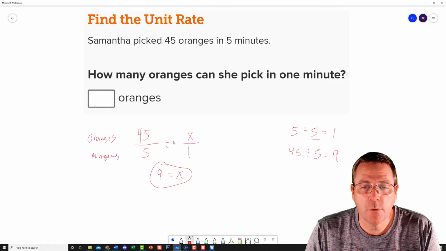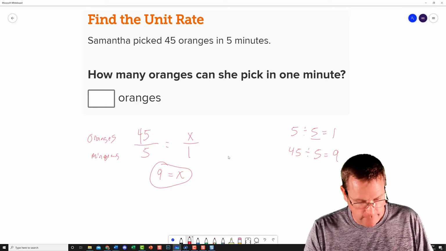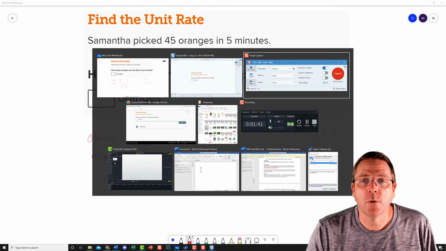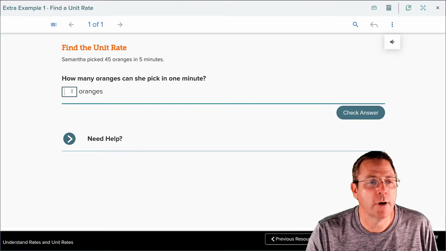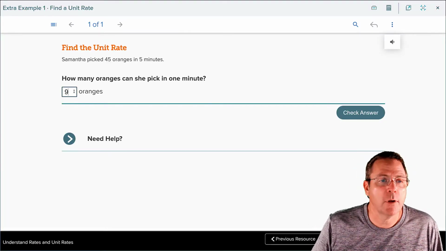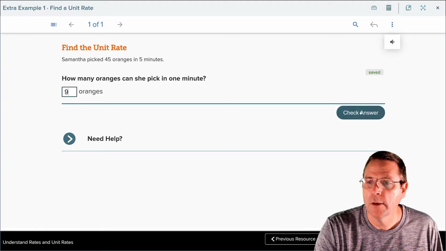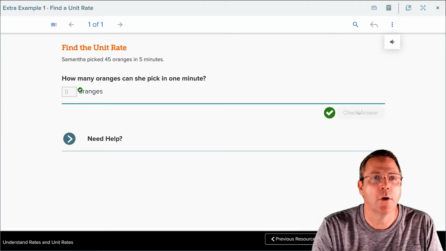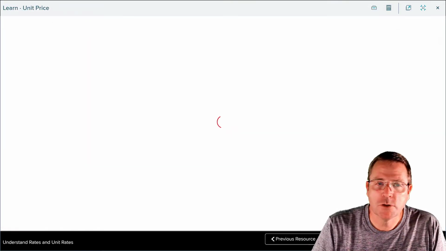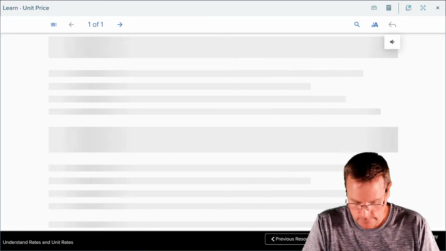This is your supporting work. This is what I must see. If I see anything else, you will, of course, have done it just for fun. Check my answer, plug 9 in, hit the check answer slide, and we are good. Moving on to resource number 6.